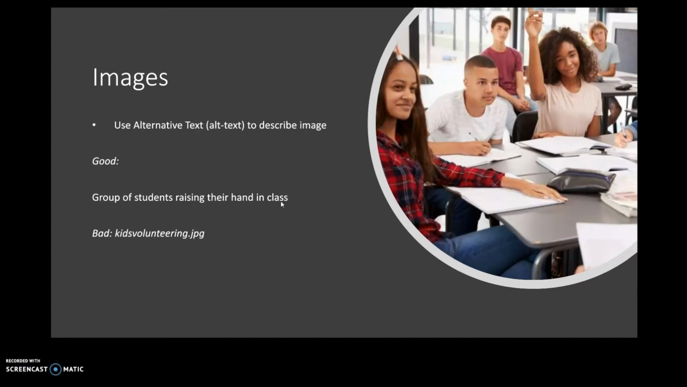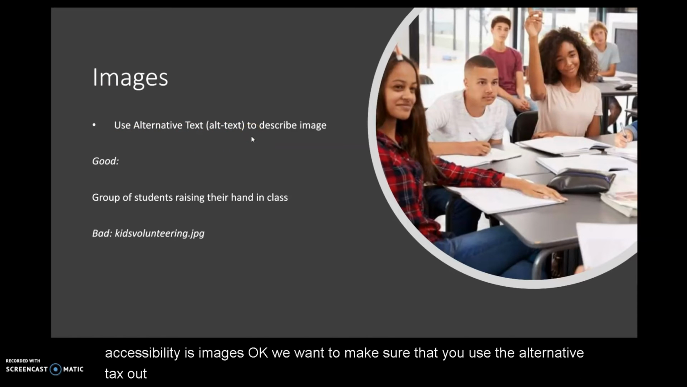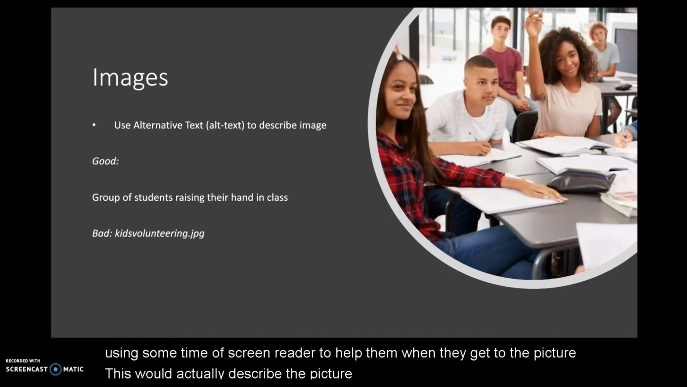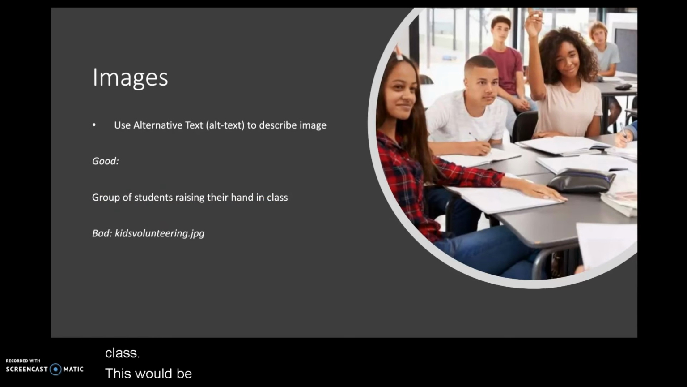So the next item we should worry about when we are talking about accessibility is images, okay? We want to make sure that you use the alternative text, alt text, to describe an image. This is going to help us when a student is using some type of screen reader to help them when they get to the picture. This will actually describe the picture for that student. A good example will be for this picture, a group of students raising their hand in class, okay? This will be a good practice as opposed to just having the picture named JPEG.